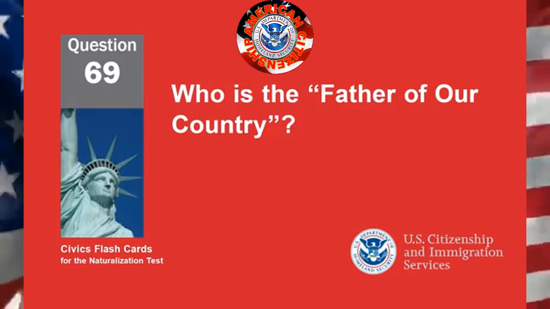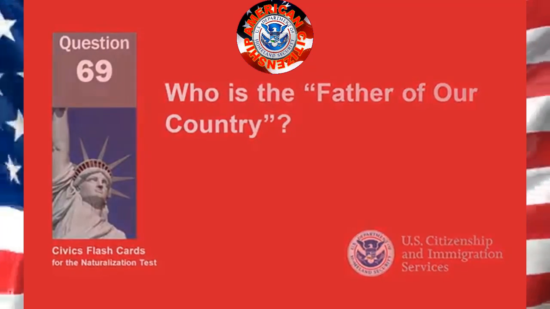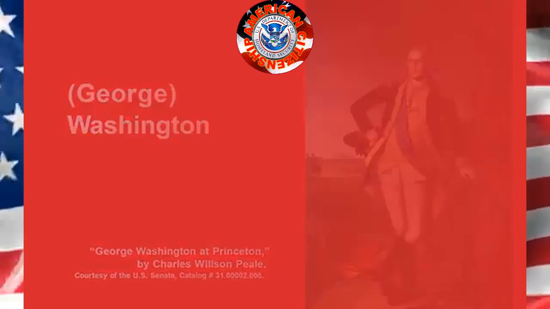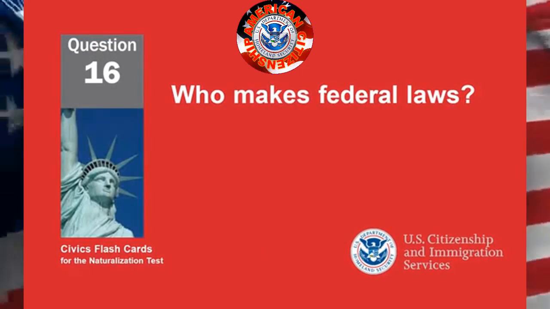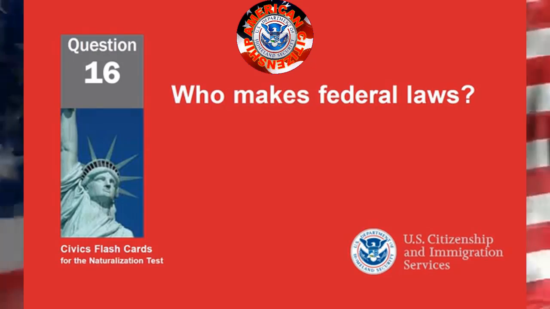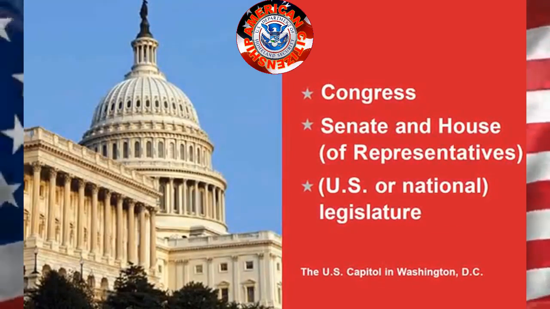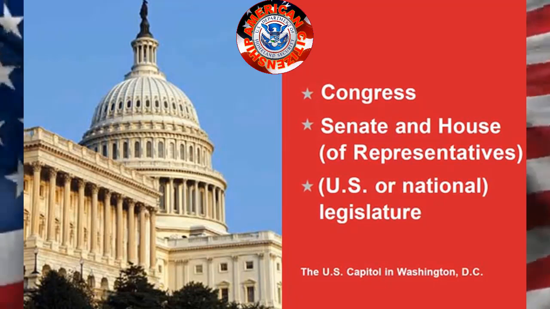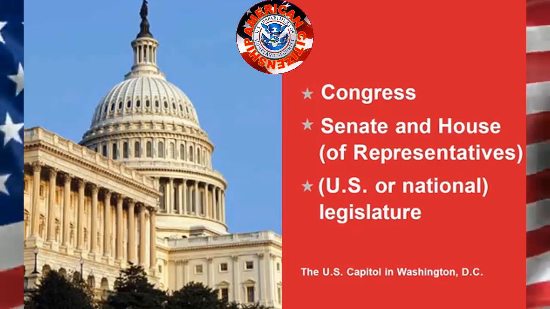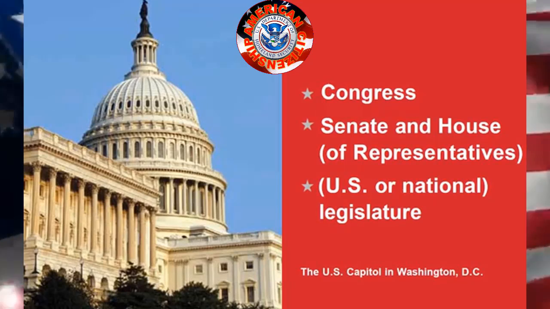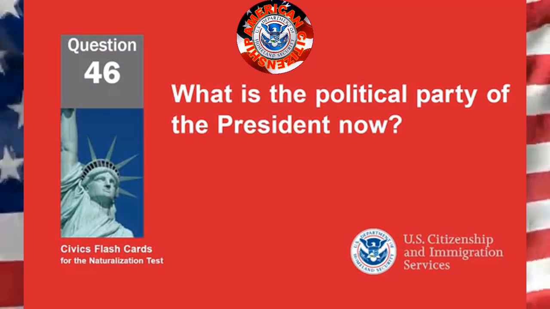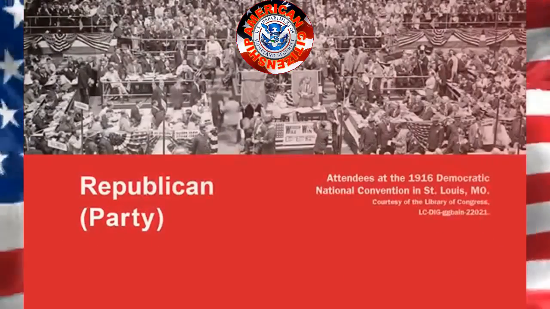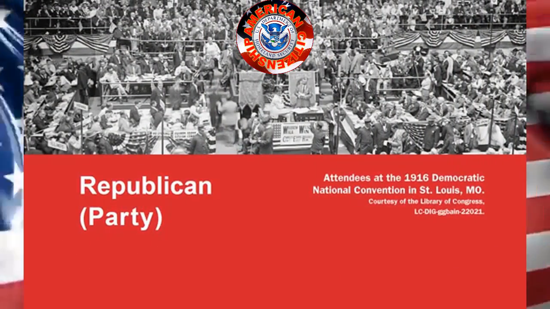Who is the father of our country? George Washington. Who makes federal laws? Congress, Senate and House of Representatives, U.S. or national legislature. What is the political party of the president now? Republican Party.